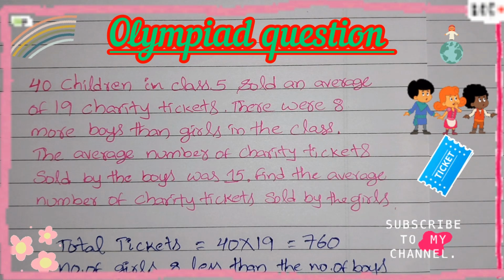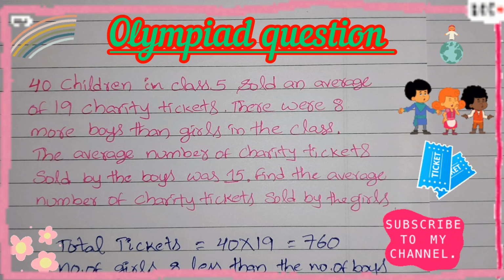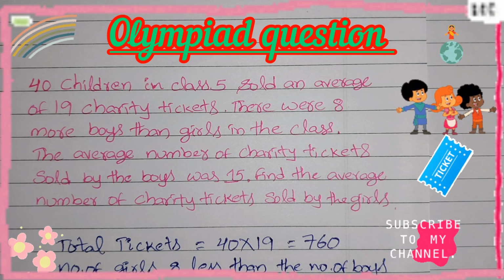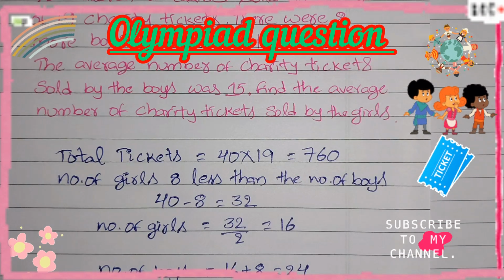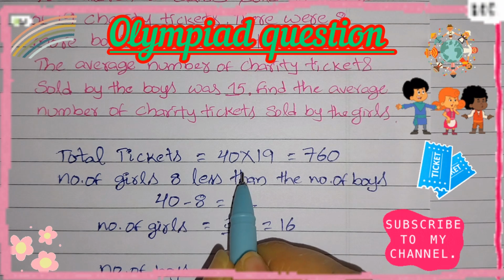Read the question carefully and understand it: what is given and what we have to find. We have to find the average number of charity tickets sold by the girls, and in the class 40 children are there. The average of charity tickets is 19. So let's see how to solve this question.